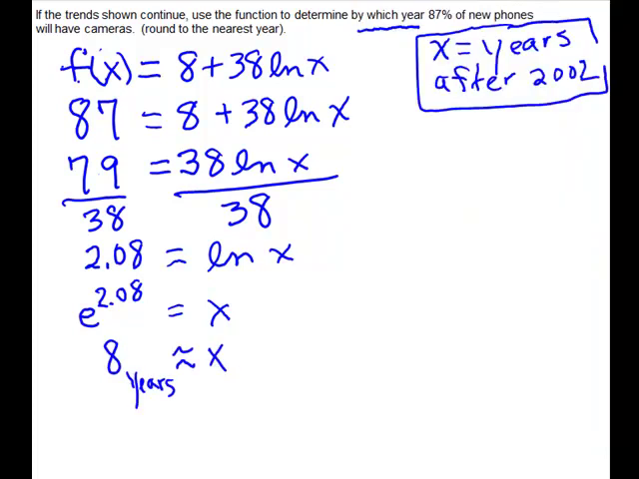You want to make sure that you answer the question on these, and this question asks us by which year we would have this 87%. So we plugged in the 87. We've solved for years, so in 8 years this would happen. But back in the original problem, our x stood for the years after 2002. So we have to add our 8 to 2002, and this would occur then in 2010 would be our answer.